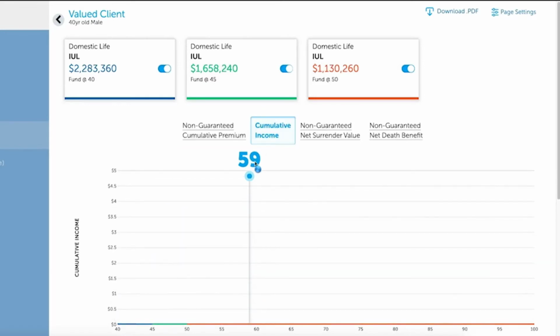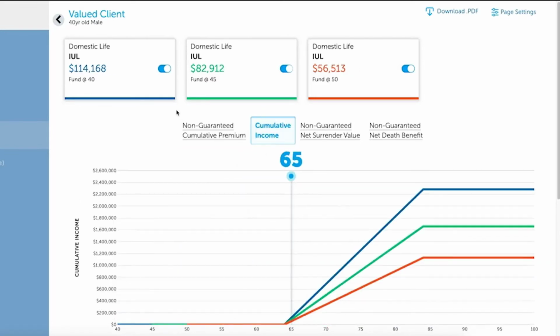You can see that at age 65, we're pulling $114,168 every year off the policy. You can see the impact when the client waits 5 years: the income drops to $82,912 a year. That is about a $30,000 drop just by waiting 5 years. Then if the client waits another 5 years, you can see it drops by almost another $30,000, from $82,912 to $56,513.